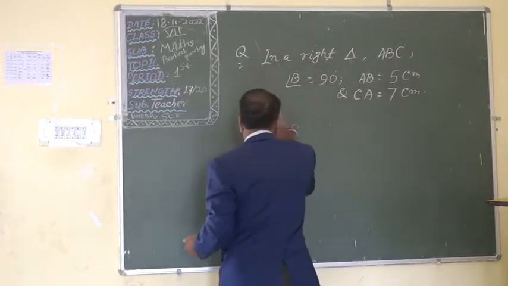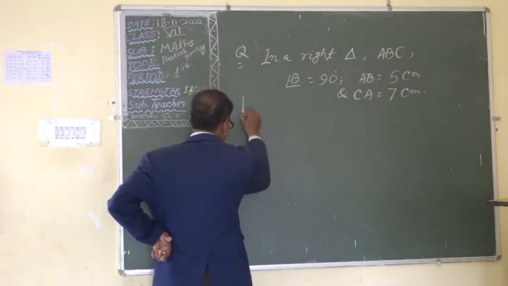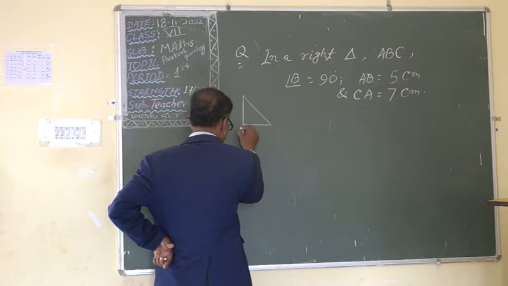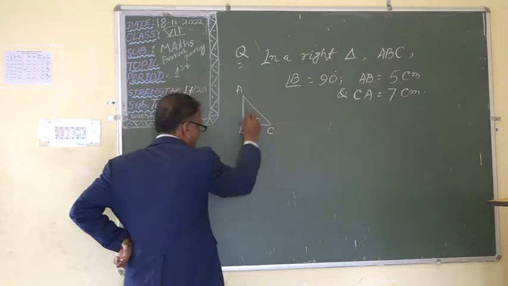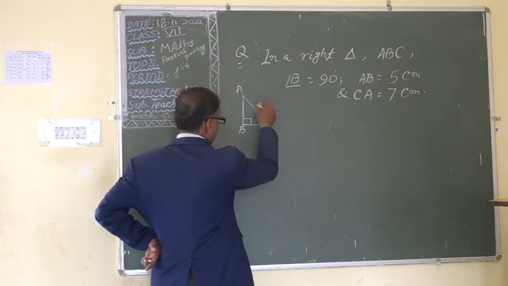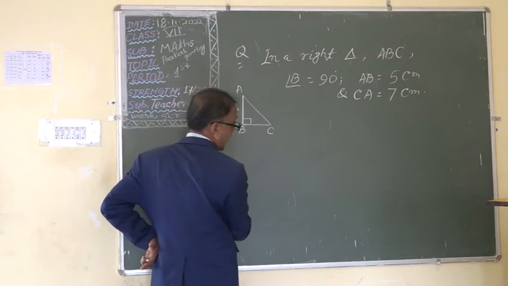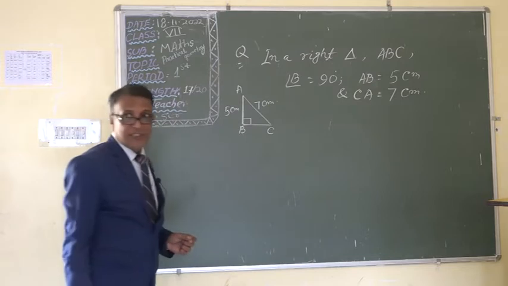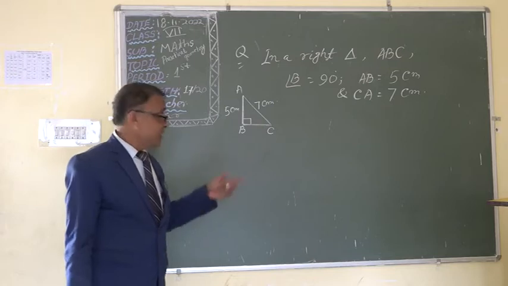So first you will draw a rough diagram. In the rough diagram, angle B will be at 90 degrees and the other two you can write anyway. This angle is 90 degrees, we have to construct. AB is given as how much? 5 centimeter, means this is equal to 5 centimeter, and CA is equal to 7 centimeter. Now, you tell me, it is my rough diagram.